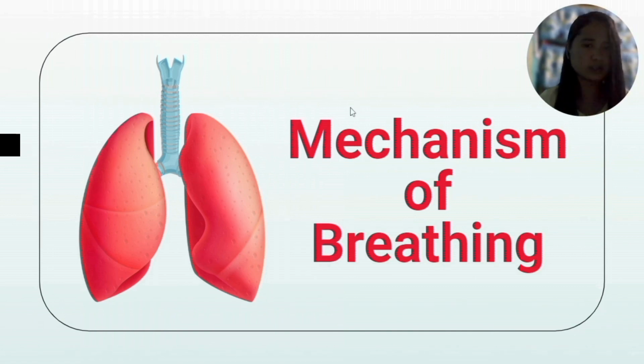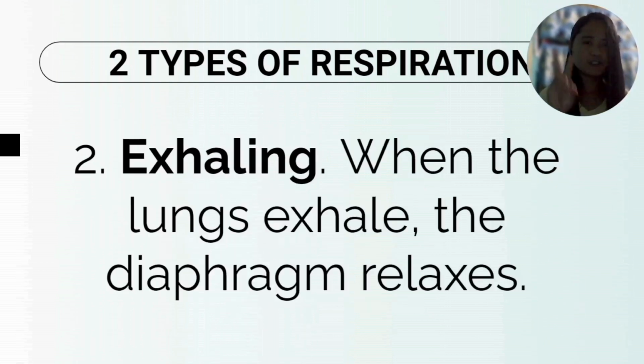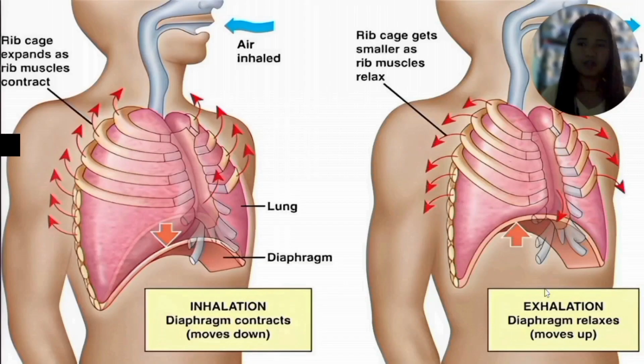Take note that there are mechanisms of breathing. There are two types of respiration. First, inhaling. When the lungs inhale, the diaphragm contracts and pulls downward. The second type of respiration is exhaling. When the lungs exhale, the diaphragm relaxes. So in this illustration, we can see how our diaphragm looks when we inhale and when we exhale.